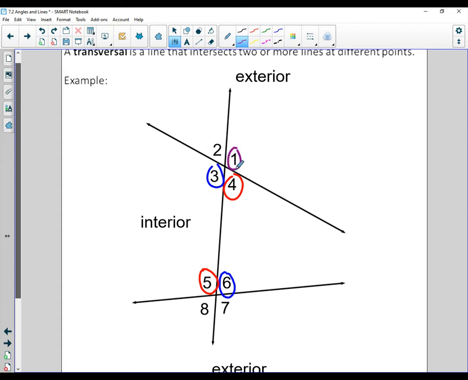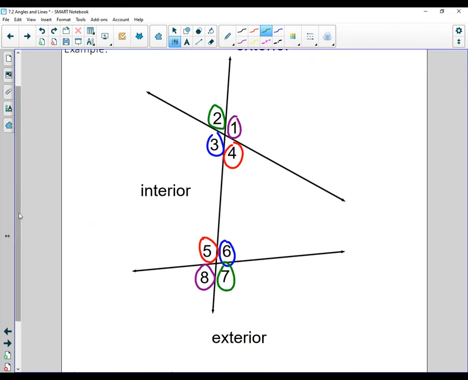Now the alternate exterior angles, right? The exterior angles are 1, 2, 7, and 8. So now if I go over, alternate kind of means like switch sides. So 1 and 8. And then the last one, if I'm looking at 2, the alternate exterior angle to 2 is 7. And we'll have to get comfortable with that terminology for later.